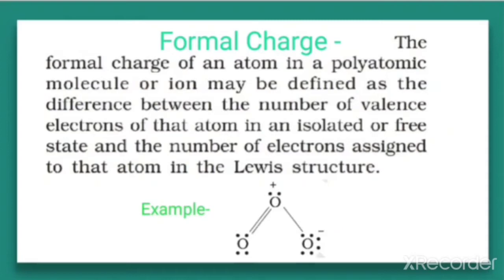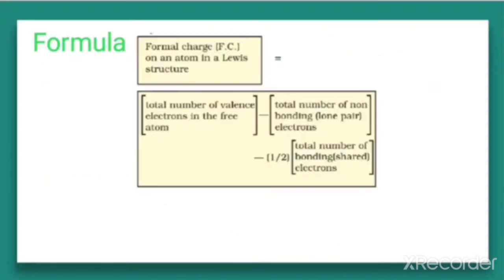So how do we find out the formal charge? We have a formula here. In short, I am writing: Fc of an atom in the Lewis structure is equal to the total number of valence electrons in the free state, that is, the valence electrons of that particular atom, not in the combined state, minus the total number of non-bonding electrons. Non-bonding electrons means the electrons which are not taking part in bonding, that is, lone pair electrons, minus half of the total number of bonding electrons, or we can say the shared electrons.